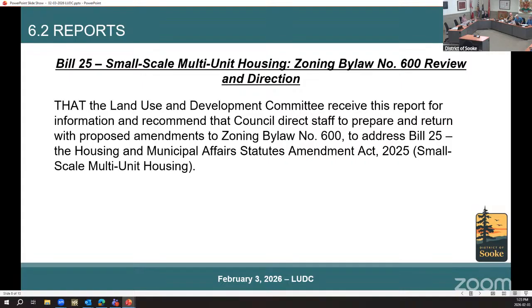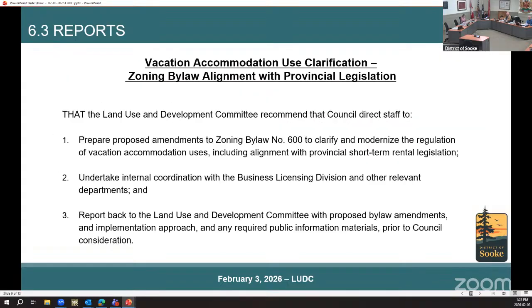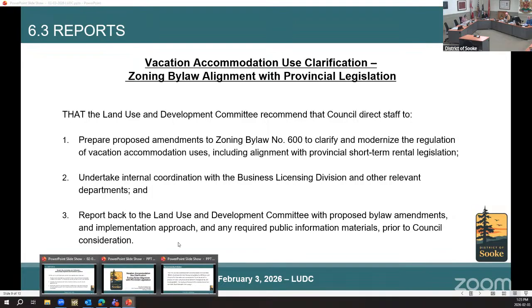Thank you for sharing that. Okay, I'll call the question on the committee. All those in favor, please. And that's unanimous. Thank you. Our next one is item 6.3, vacation accommodation use clarification, zoning bylaw alignment with provincial legislation.